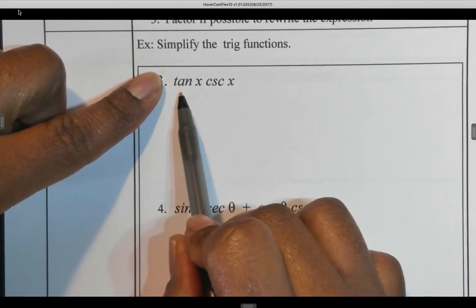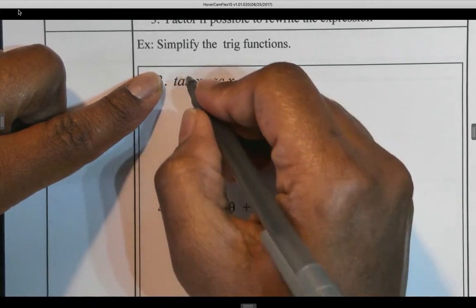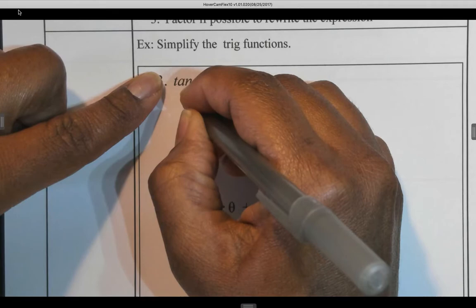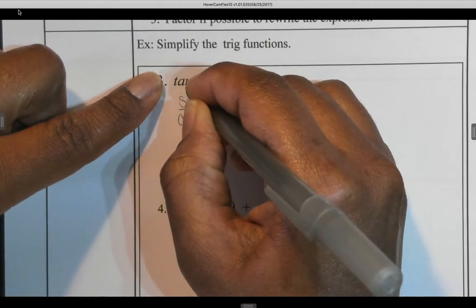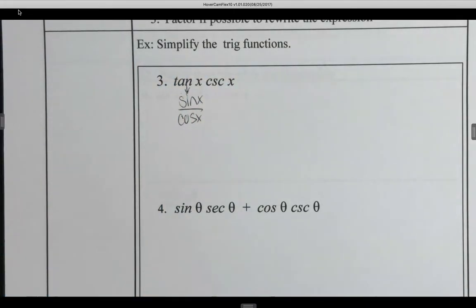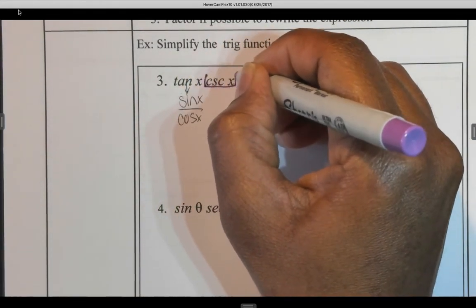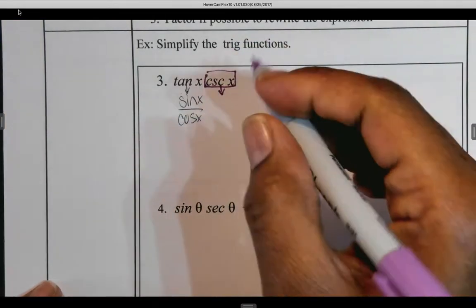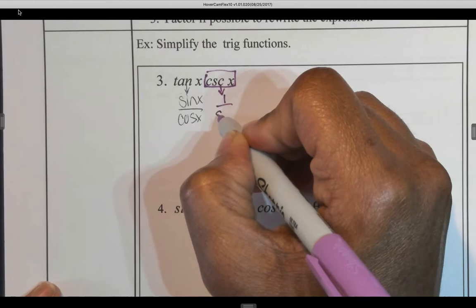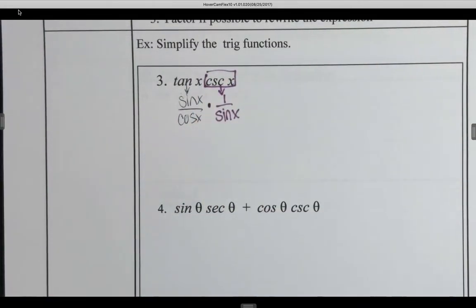So what I would say is let's look at tan and rewrite it in terms of sine and cosine. We know that tangent is sine x over cos x. This is an equivalent expression for tangent. For cosecant, I'm going to do the same thing and rewrite an equivalent expression, which would be 1 over sine. All right, so we're just multiplying these two expressions.